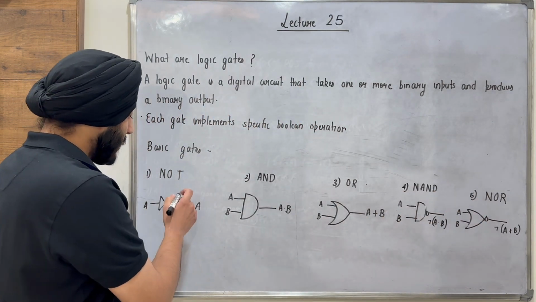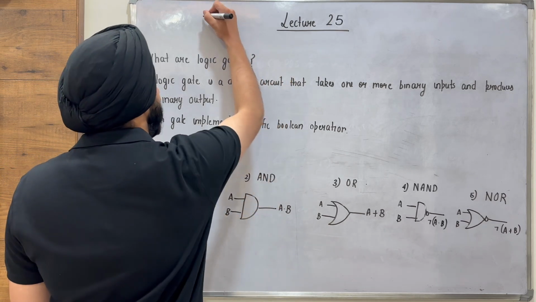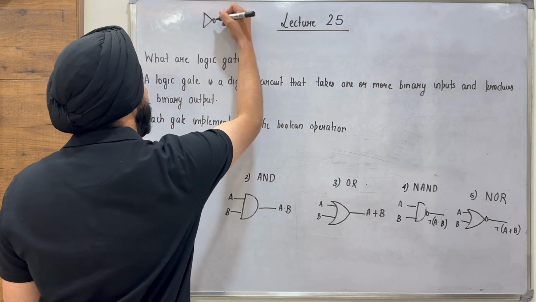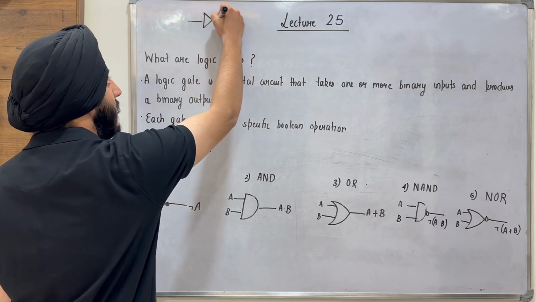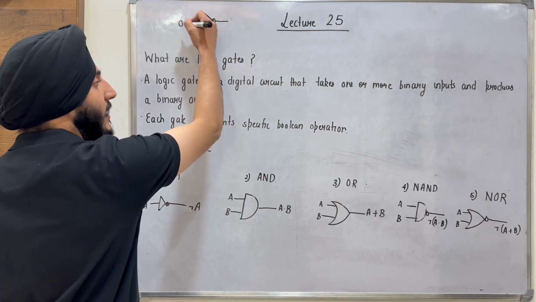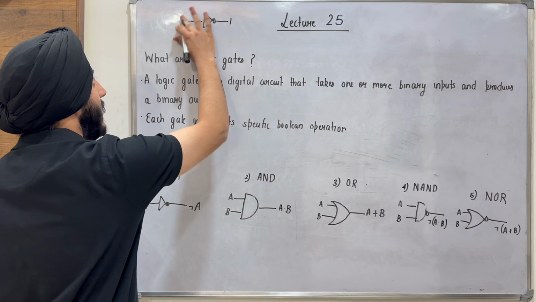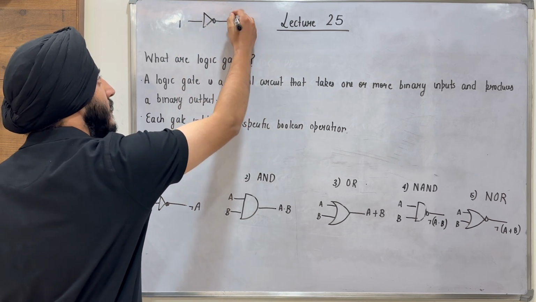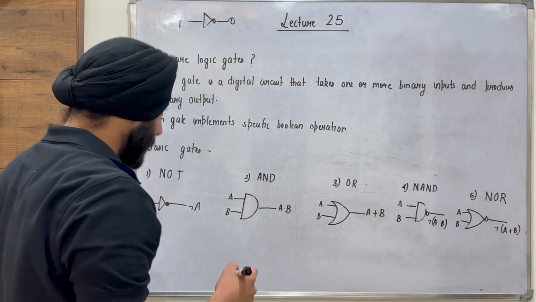The NOT gate is very simple. We just draw it as a triangle with a circle on it. Whatever input you take, let's say if I take the input 0, it results in a 1. If I take the input 1, it results in a 0.